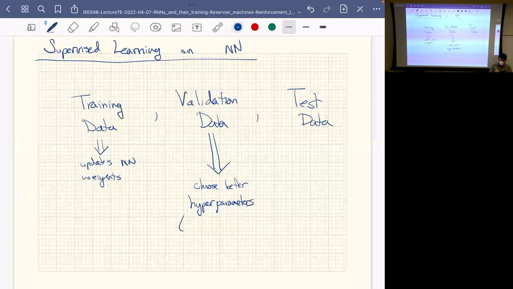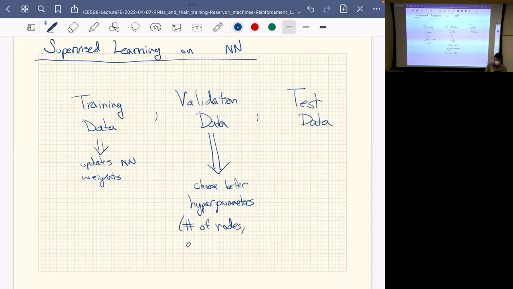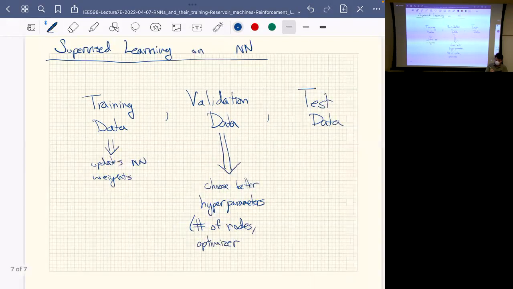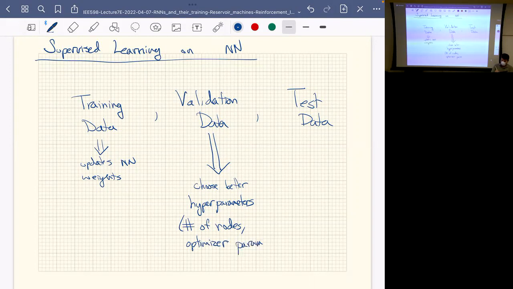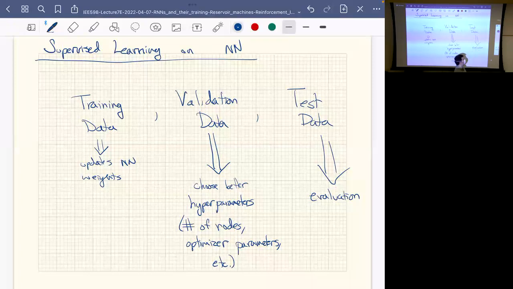So this is like the number of nodes. This is like optimization, optimizer parameters, etc. And then this is actually the real evaluation. So basically, if somebody gives you a boatload of data that has a bunch of known inputs and desired outputs, you cut that data up and you put a little bit into training, and then you have data that was not used in training, and you can use it for validation.